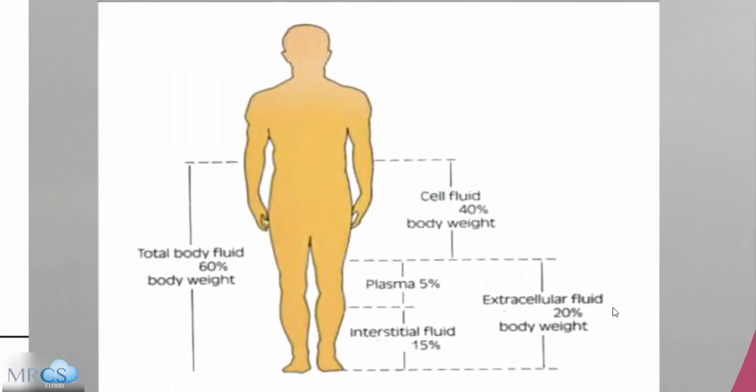The distribution of this 60% follows the 60-40-20 rule. That means of the 60% of total body weight, about 40% is intracellular fluid and 20% is extracellular fluid. The extracellular fluid, the 20%, is also divided into plasma 5% and interstitial fluid 15%.